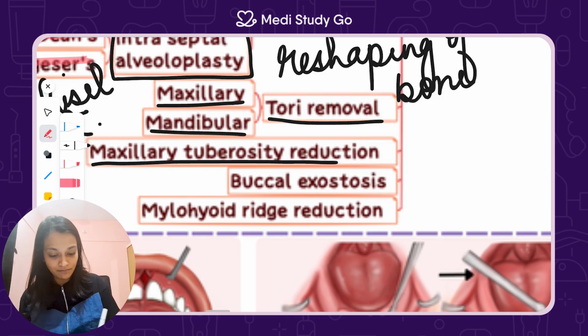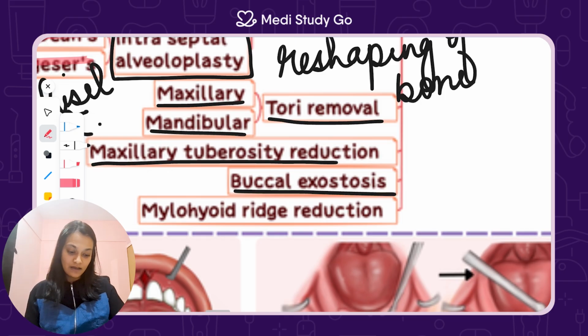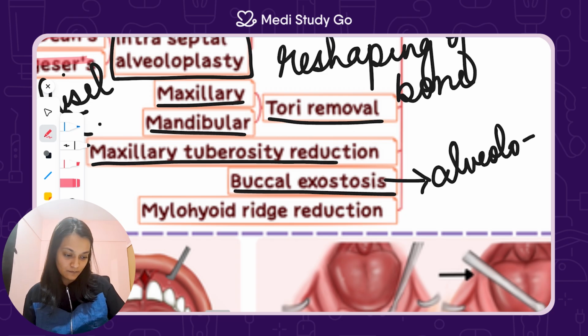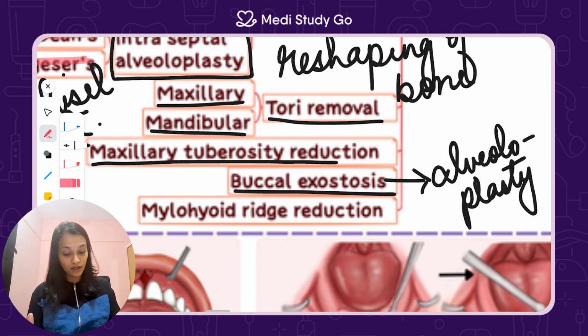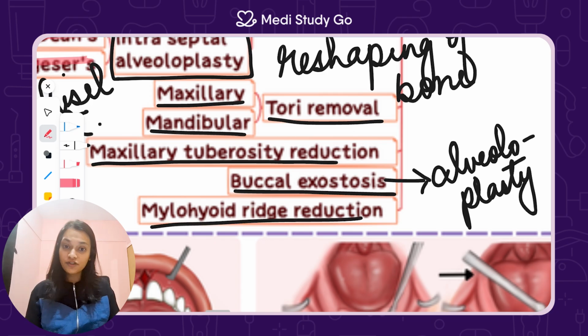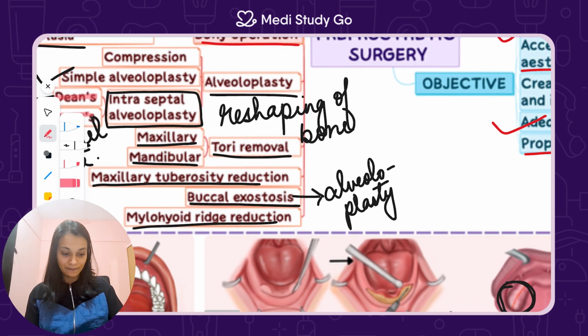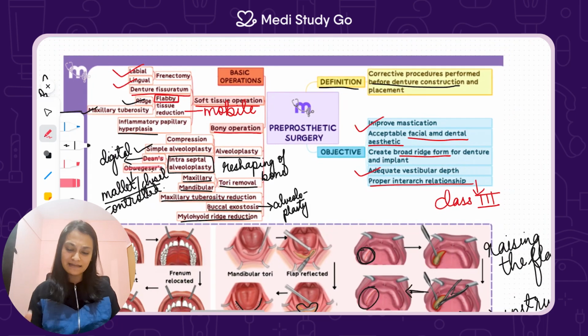At the same time, buccal exostosis. So here you can either perform alveoloplasty or there can be surgical improvement of bone contour and mylohyoid ridge if it's very prominent because of severe resorption, that needs to be smoothened out, again using a file. So this was about the basic operation.